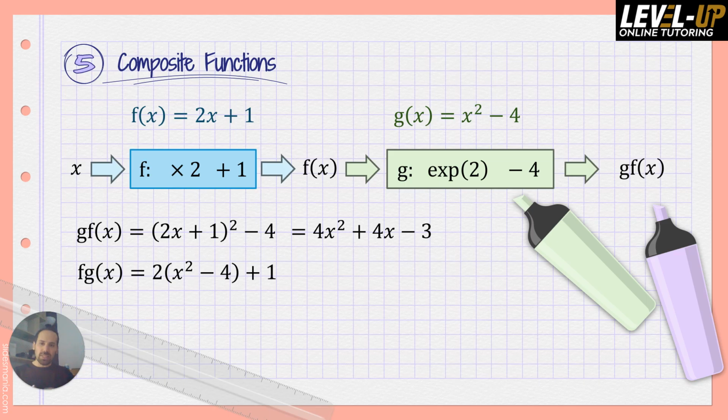Now notice if we did the opposite, where we take the g of x first, which is x squared minus 4, and now we put that as input into f. So where there's an x in f, we now put x squared minus 4. So you see we get two lots of x squared minus 4, plus 1, and we can expand that out to get this quadratic. So you see two completely different answers depending on what order you put them in. So that's really, really important.